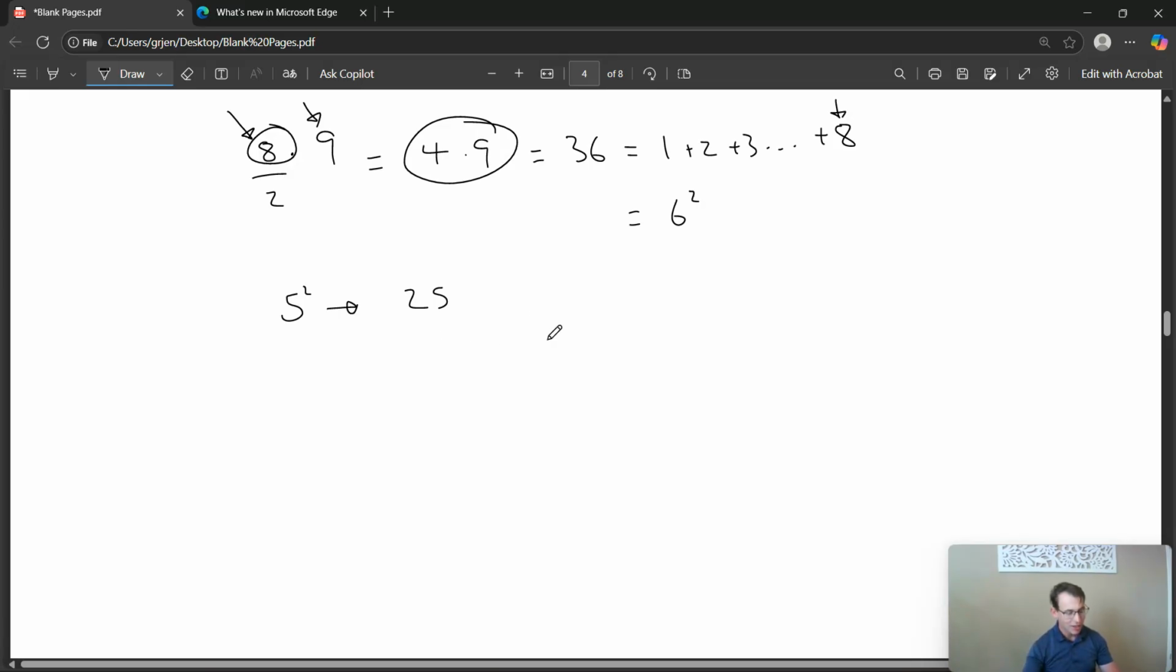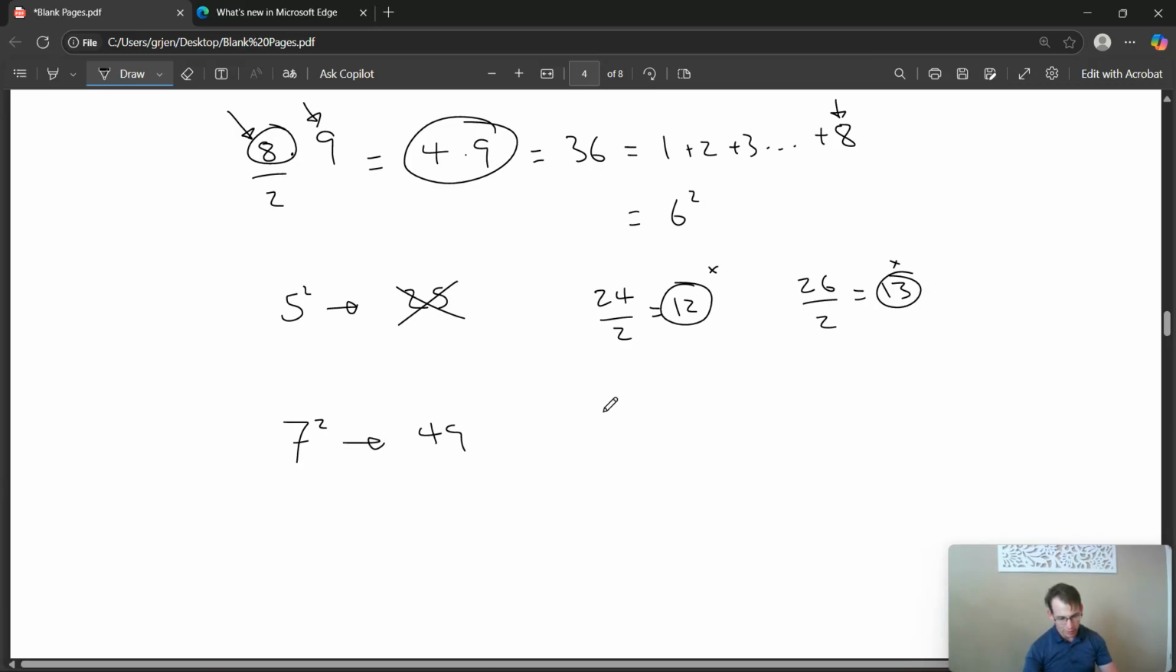So I look at 25, and then I see, neither 24 divided by 2, which is 12, is a square, nor 26 divided by 2, which is 13. So this one won't work. 7 squared, that's 49, and it doesn't look good, does it? Our next number is 48, which is 1 less than 49. 48 divided by 2 is 24. That's not a square. But if I go bigger, 50 divided by 2, oh wait! That is a square.